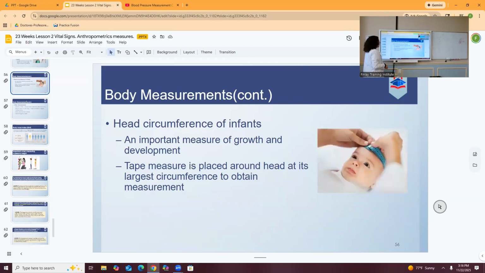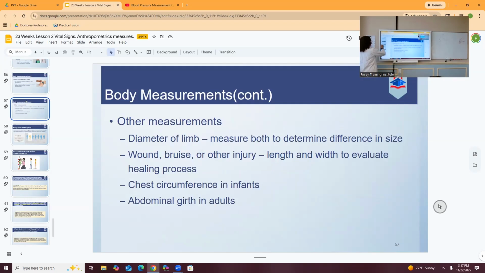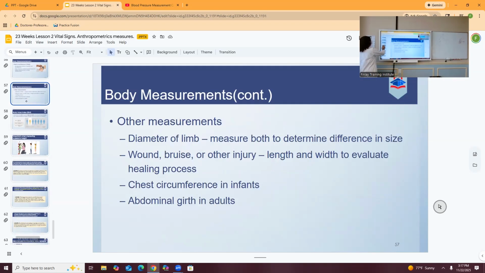The circumference of the head in infants, we are going to use a tape measure, okay? We're going to place it around the head of the kid and put it in the back, going all the way to the top in the forehead, okay? We have to do this in every single visit.